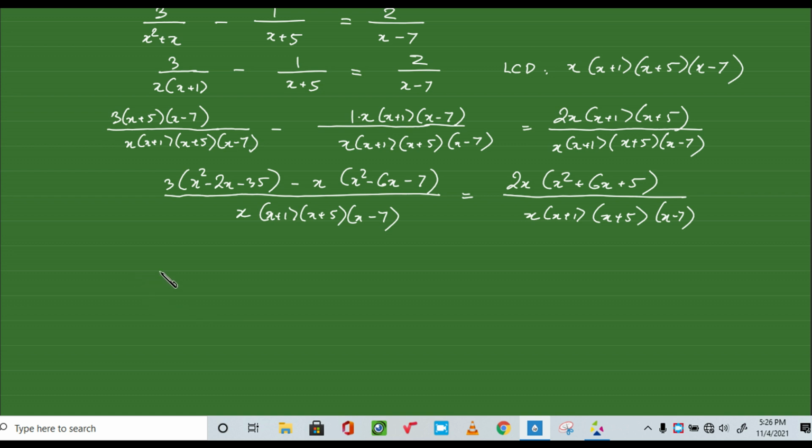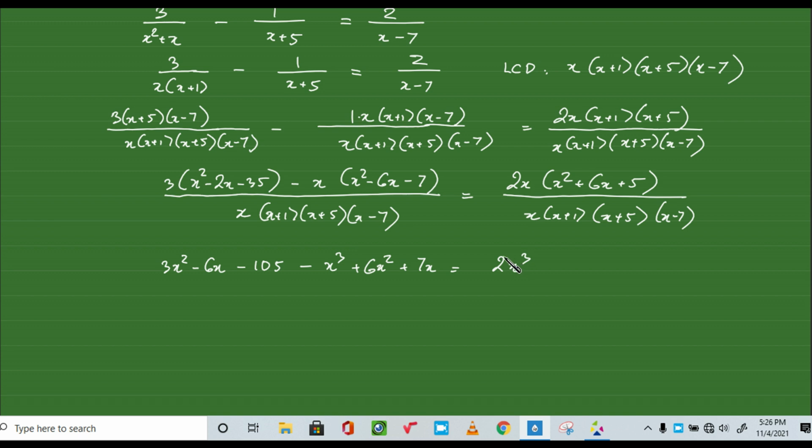Alright. Now you see that this is the same denominator already. You can go ahead and throw away the denominator. Now I can go ahead and distribute number 3 in. Oh, 35 times 3 is 105. Let's give you negative x to the third. Okay. It's a pretty big number. Plus 6x squared plus 7x equal 2x to the third. Alright.